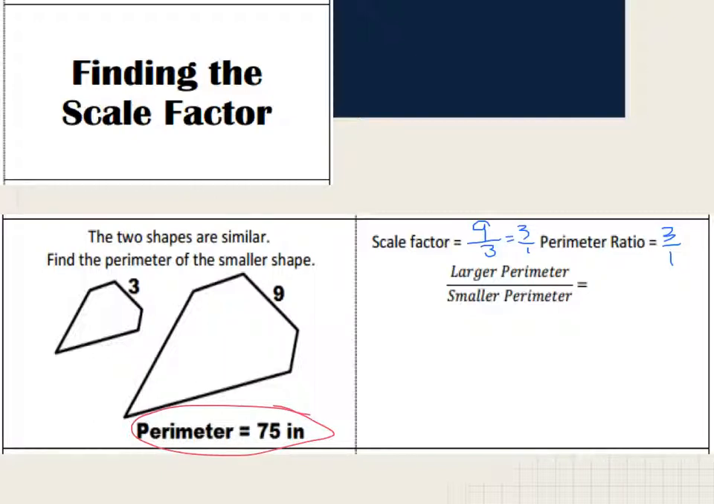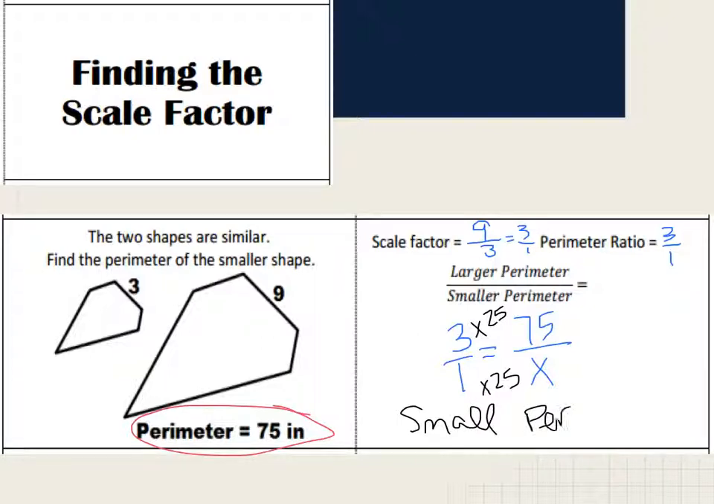Now, to find our smaller perimeter, if our scale factor is 3 over 1, and we know that the large perimeter is 75, we are missing the small perimeter. We can set up a proportion. Similar figures have proportional sides. That also means that their perimeter is proportional. If we look at this, 3 times 25 is 75. If we multiply the top of our proportion by 25, we have to multiply the bottom of our proportion by 25. So our smaller perimeter is going to be equal to 1 times 25, which is 25. And we were measuring this in inches.